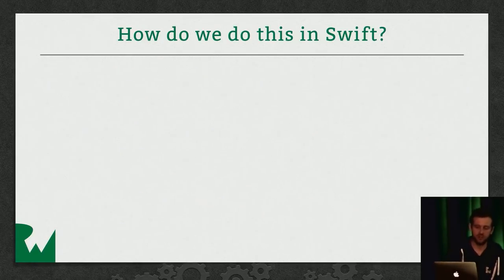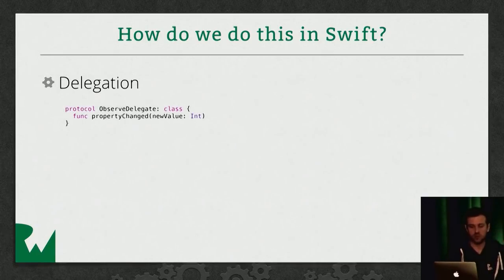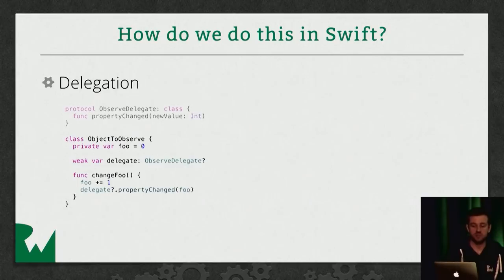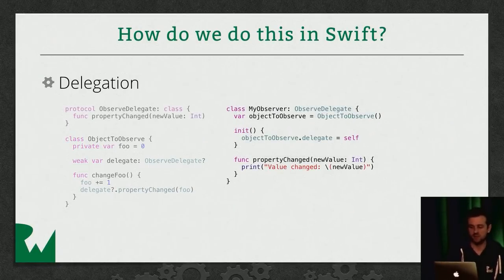Our next option, because we're not going to do KVO, we don't want to rely on that, would be delegation. This one everyone knows: create a protocol. This protocol could define a property change, for example. The object to observe declares the delegate object, and it'll have a method to be able to update the internal model. And then every time you do that, it's just going to call the delegate and say, hey, something changed. And here's our observer. The object that's observing will set itself up as the delegate, and it'll do something. So the negative of this is it's very robust in the sense that we have to do all this work, and we have to explicitly call the delegate methods at different times.